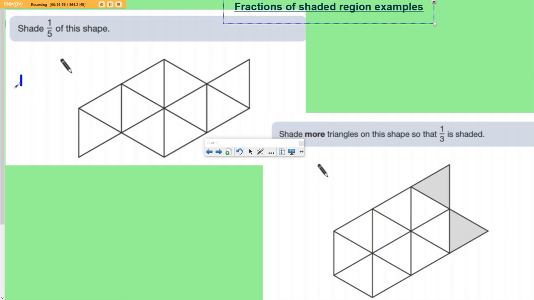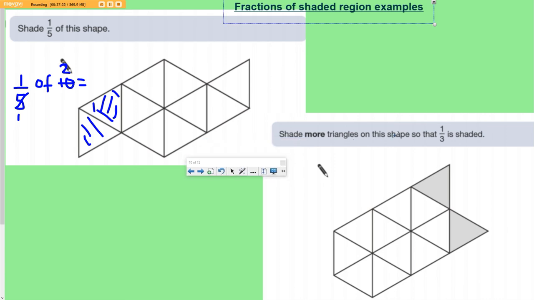So 1/5 of 10. Okay, so look at this now guys. So remember my singing here, divide by the bottom and times by the top. Divide by the bottom and times by the top. So the 5 into this is 1, 5 into this is 2. So the 1 times 2 is 2, so we're going to shade 2. So 1 and then 2. Okay, and that's it, we're done. Simple as, guys. Come on, we can do this.